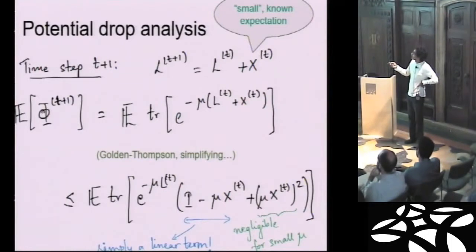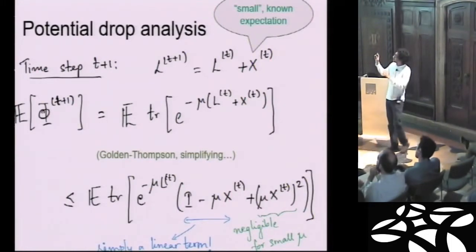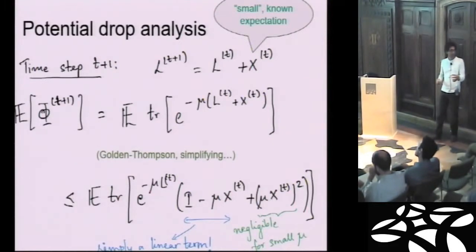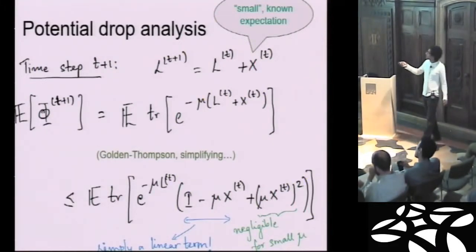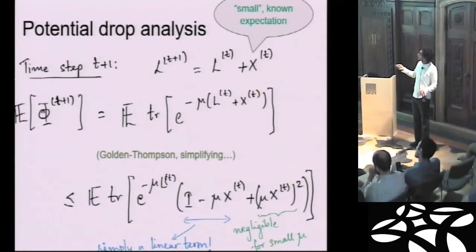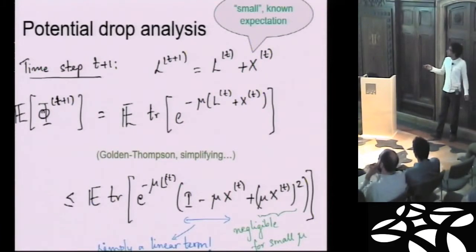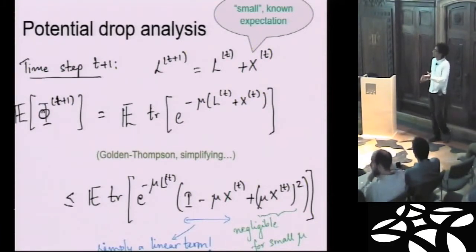So it turns out there's one nice thing in the analysis, which is how you analyze this drop in potential. You have this potential, and you want to show that if your graph is not yet an expander, the potential drops by a reasonable amount. And the key trick is this linearizing.